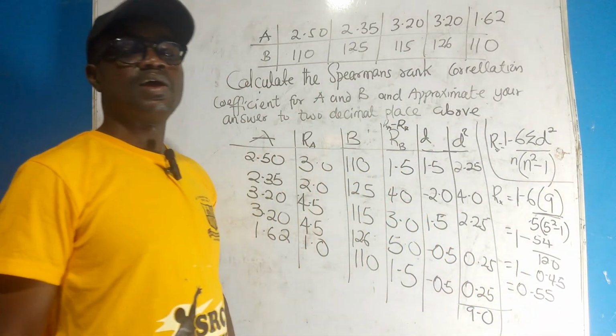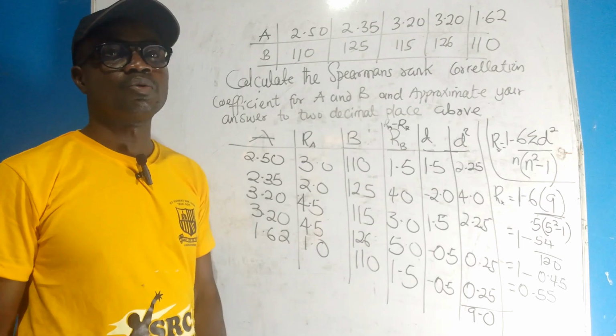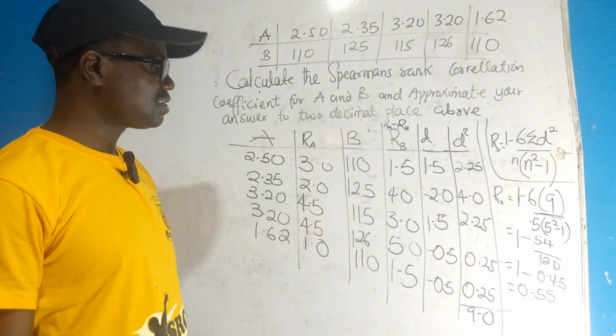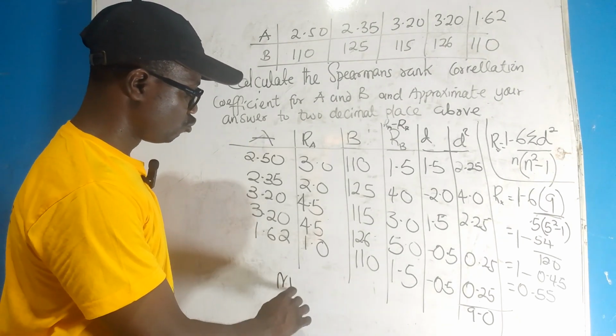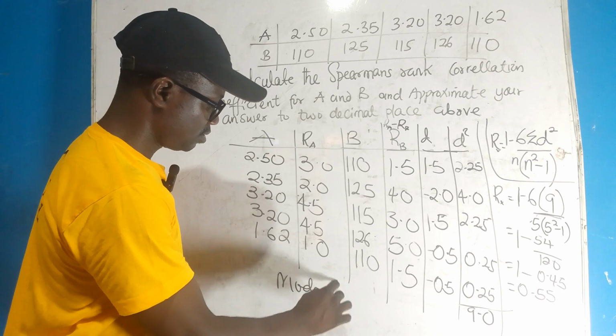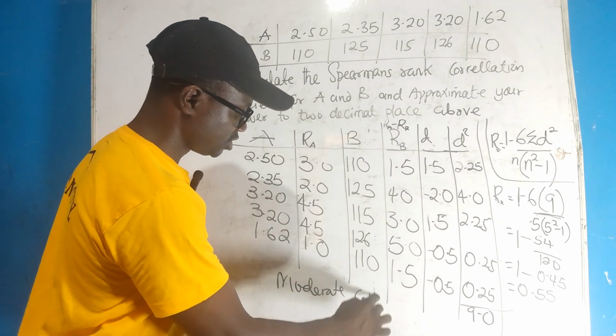And when you subtract 0.45 from 1, you're going to get 0.55. In this case, what type of correlation do we have? This correlation is moderate correlation.